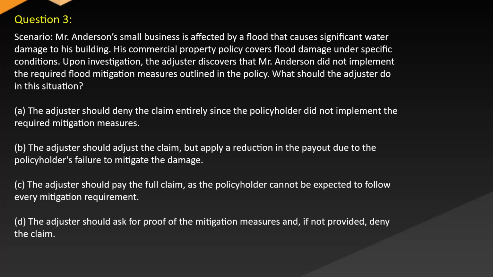A. The adjuster should deny the claim entirely since the policyholder did not implement the required mitigation measures. B. The adjuster should adjust the claim but apply a reduction in the payout due to the policyholder's failure to mitigate the damage. C. The adjuster should pay the full claim as the policyholder cannot be expected to follow every mitigation requirement. D. The adjuster should ask for proof of the mitigation measures and, if not provided, deny the claim.